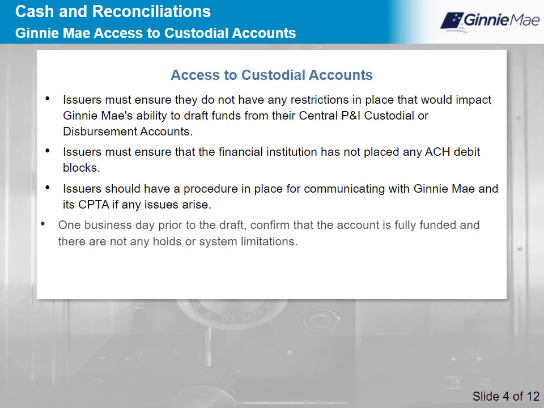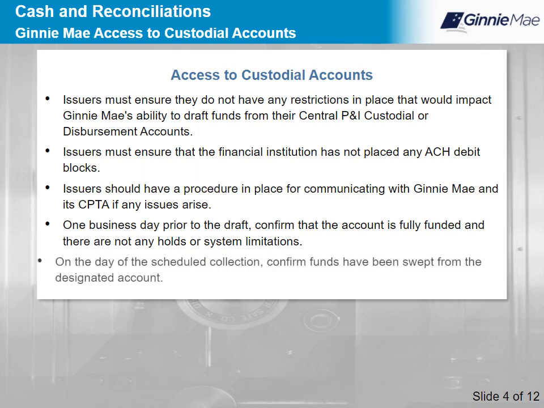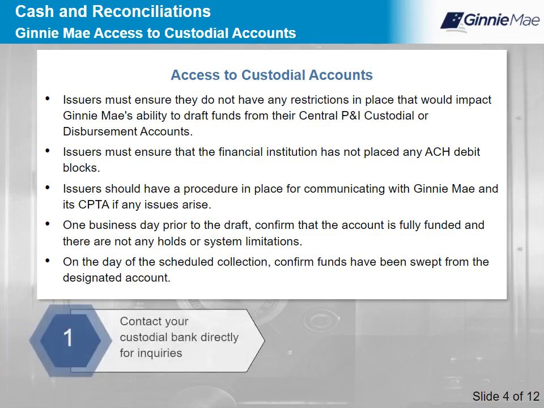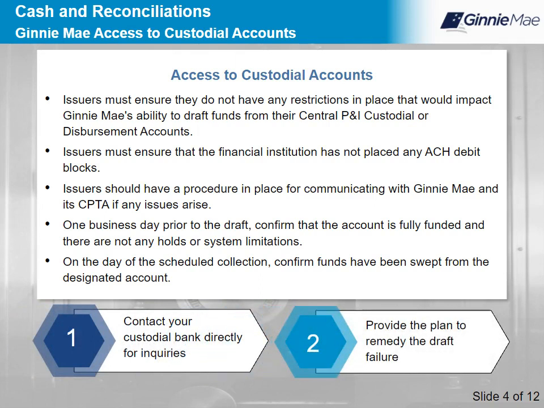One business day prior to the draft, as a best practice, confirm that the account is fully funded and there are not any holds or system limitations. On the day of the scheduled collection, confirm funds have been swept from the designated account. If the draft has not occurred, take the following actions. First, contact your custodial bank directly for inquiries. Second, provide your Ginnie Mae account executive the plan to remedy the draft failure.